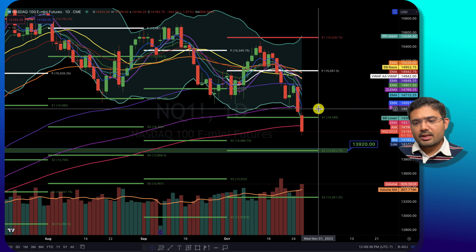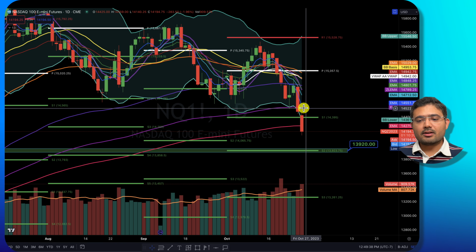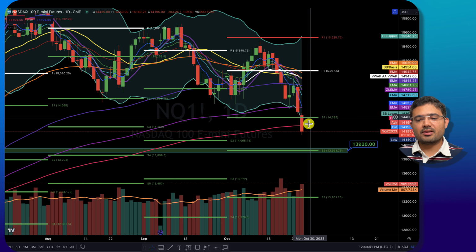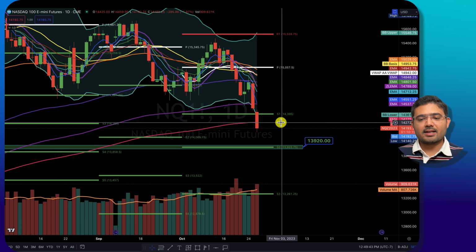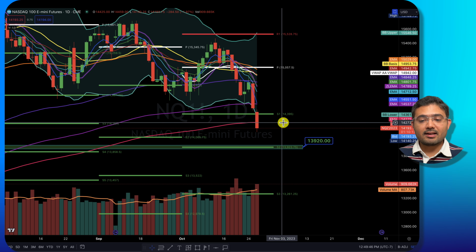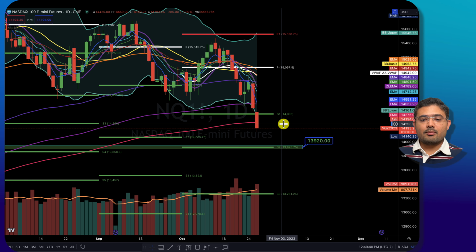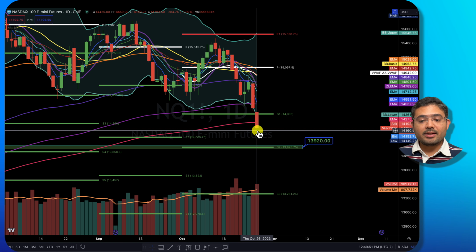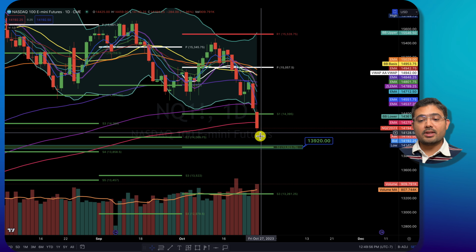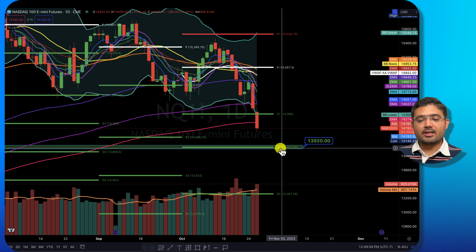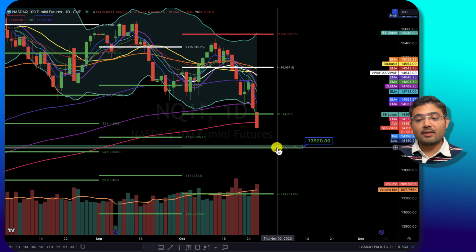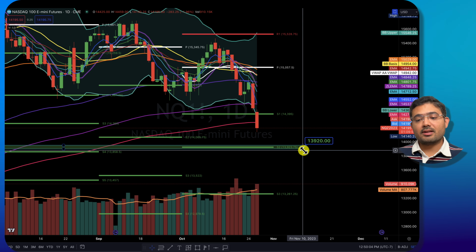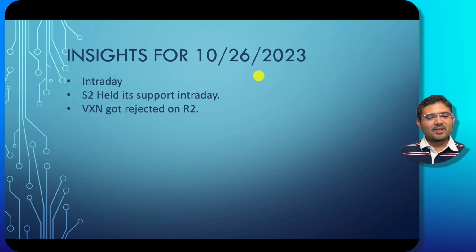Over here, you can see that yesterday we conclusively broke the 150-day moving average. And I told you in yesterday's video that the next support is going to be this pink line, that is the 200-day moving average. But today we actually broke down the 200-day moving average as well with higher volumes. So obviously the next level of support is going to be S2 on the pivot level, and that is 13,920. So let's go to the intraday time frame and have a detailed analysis of what happened intraday.